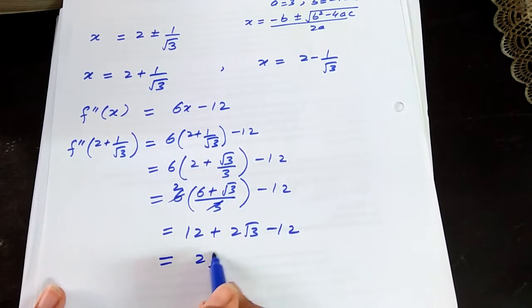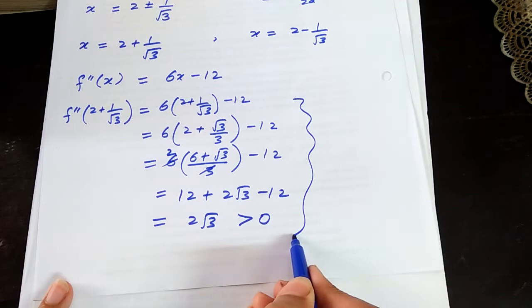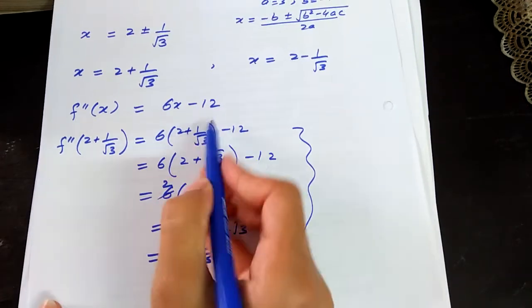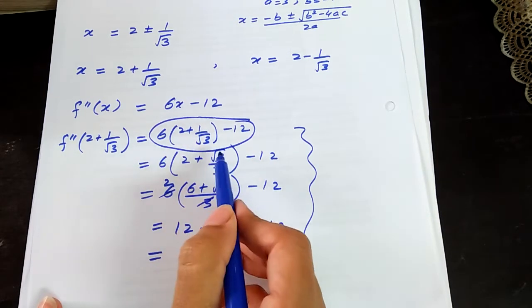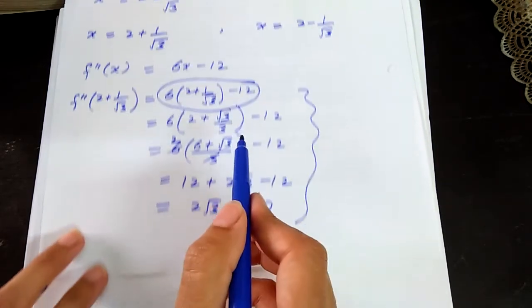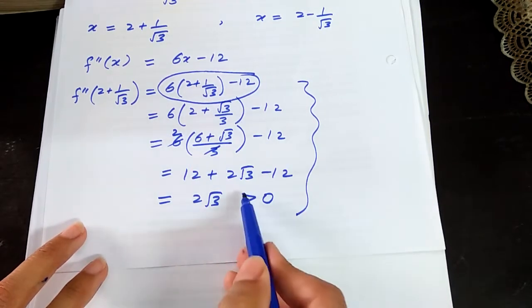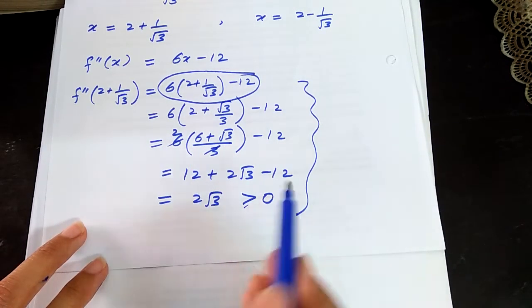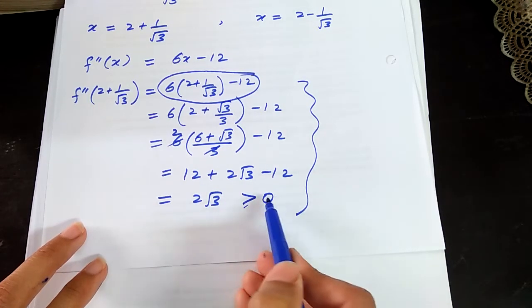So at the end we are left with this term. And if you observe, this is greater than 0. You can simplify like this manually, or you can use your calculator to get this value. You can use the calculator here as well and figure out whether the answer is positive or negative. If it is positive, then it is greater than 0. And if it is negative, then it is less than 0. So here it is greater than 0.